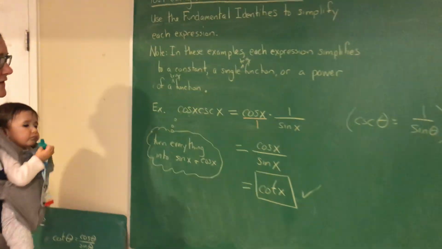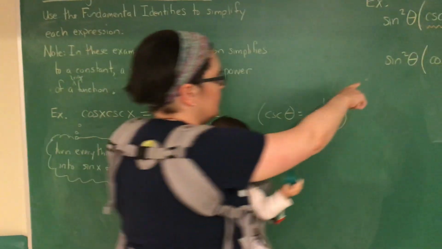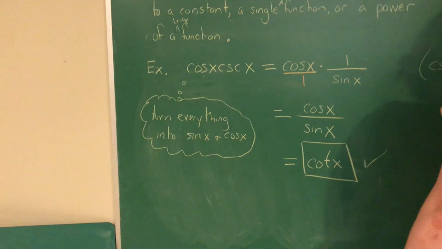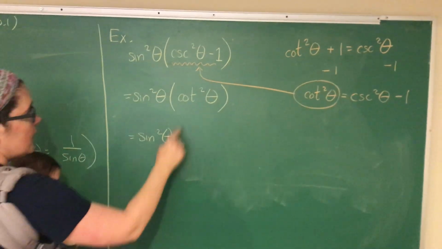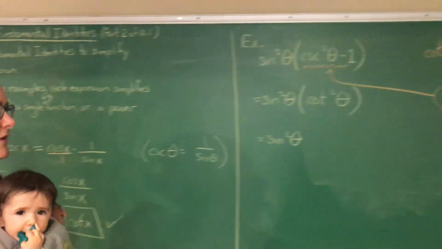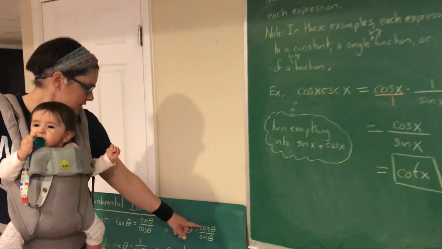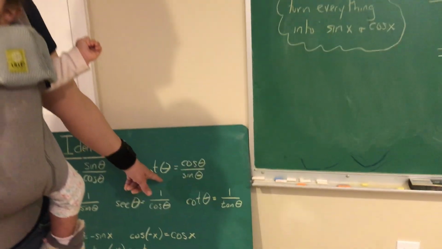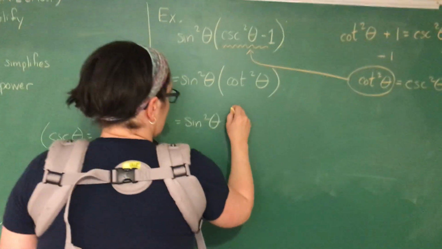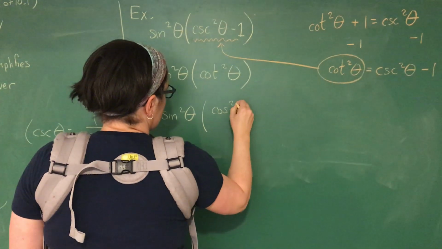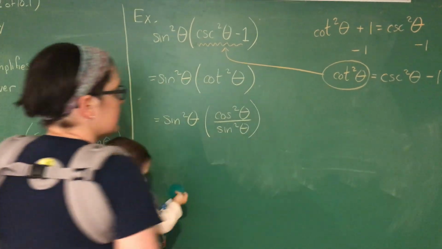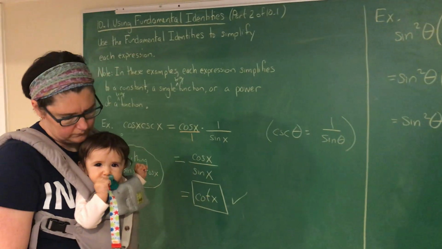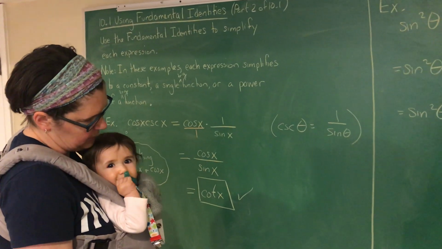Okay, so looking at this, I don't know where to go from here, so I might try the strategy of turning everything into sines and cosines. Well, the sine squared on the outside is already in terms of sines and cosines. Cotangent is cosine over sine, so cotangent squared will be cosine squared of theta over sine squared theta. This seems like a good idea. I think we should keep going.